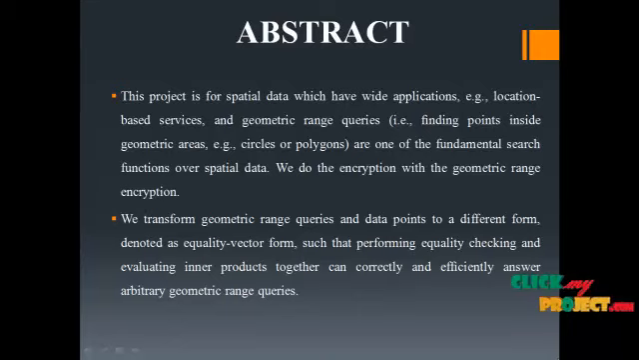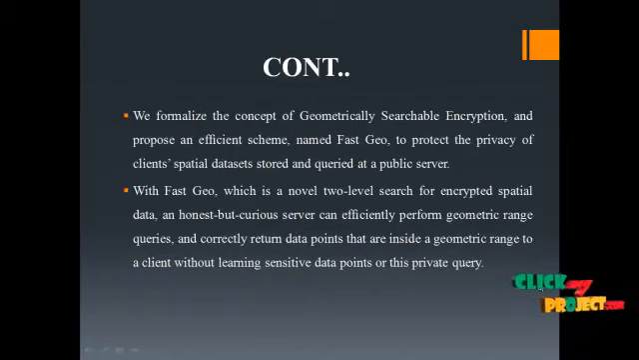We transform geometric range queries and data points to a different form, denoted as equality vector form, such that performing equality checking and evaluating inner products together can correctly and efficiently answer the arbitrary geometric range. We formalize the concept of geometrically searchable encryption and propose an efficient scheme named FastGeo to protect the privacy of clients' spatial data set stored and queried at a public server.